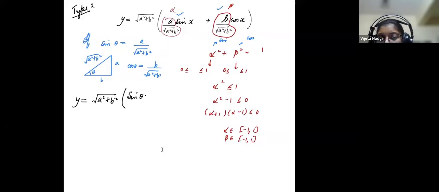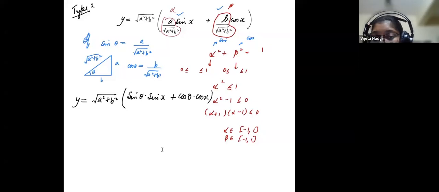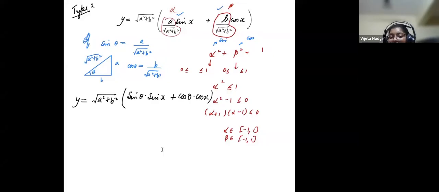Sin theta into sin x plus cos theta into cos x. So you can now take it in any format. You can take this as cos theta and this as sin theta. No problem, that is not going to change the answer. But root of sin theta now.